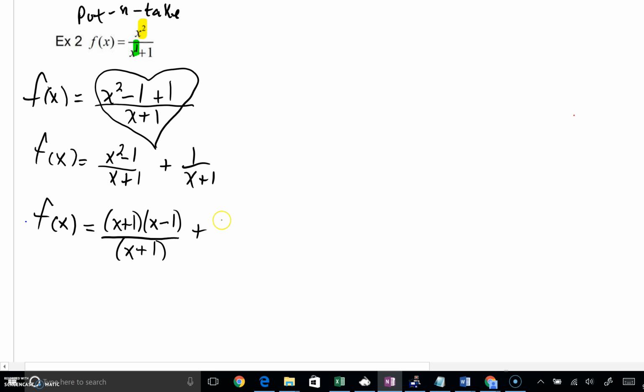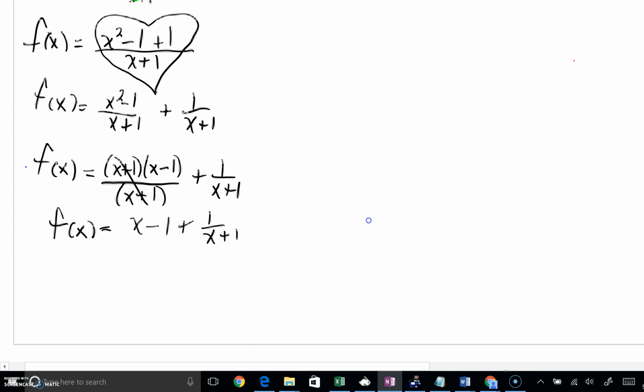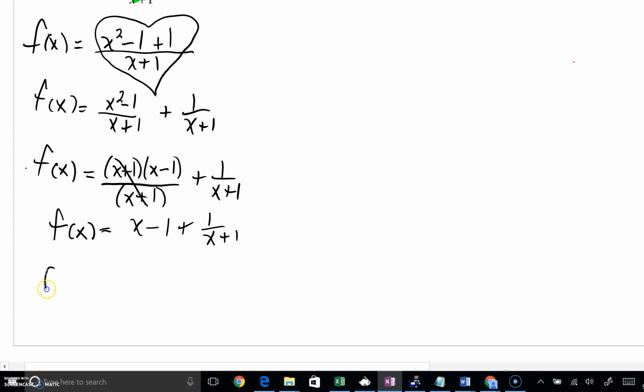The x plus 1s are going to cancel, and wonderfully and very, very quickly, you now have f of x equals x minus 1 plus 1 all over x plus 1. What this does mean is that right now you know that your oblique asymptote, remember it was always the quotient as you divide, would be y equals x minus 1.